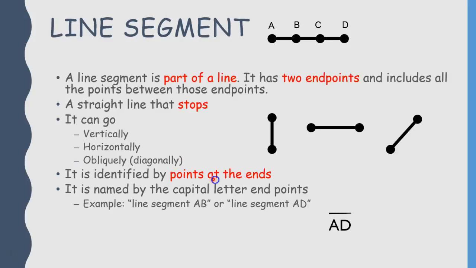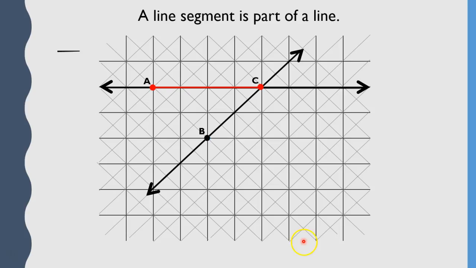This time it's identified by the points at the ends. So you would call a line segment like this one, line segment AD. Only at the top you just put one line across it. You don't have to put the little points. This is when you're naming it and writing it like a sentence. So let's take a look at our lines, and we're going to zoom in to line segment AC.